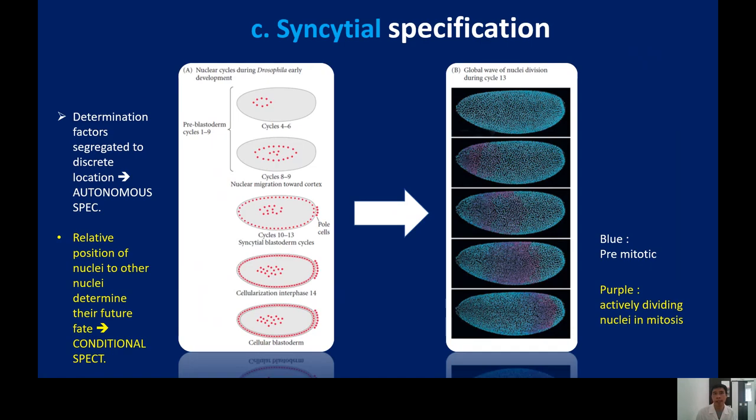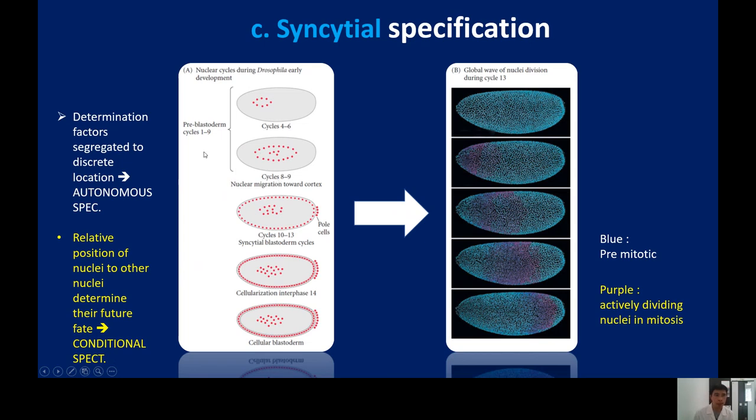And the third type is syncytial specification. In insects, as you see here, when the egg is fertilized by the sperm, then it will form the syncytium. It means that a single egg with multiple nuclei, because it undergoes the mitosis but without the partitioning of cytoplasm, and therefore it's still only a single cell like this, but the nuclei are multiple, many nuclei inside the single cell. So what is syncytial specification? That is a combination between the autonomous specifications and also the conditional specifications also happen here.